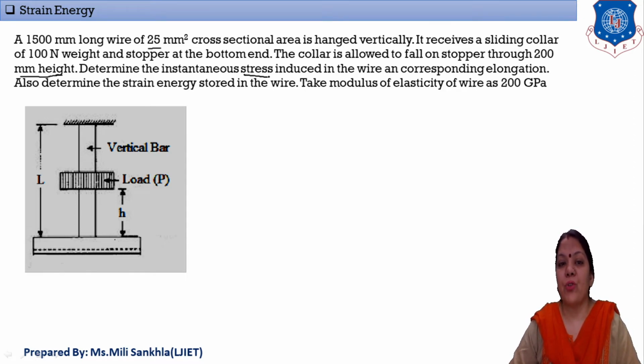Determine the instantaneous stress induced in the wire. Here we find out stress and corresponding elongation. The second unknown is our elongation. And also determine the strain energy stored in the wire. Take modulus of elasticity E equal to 200 gigapascal.